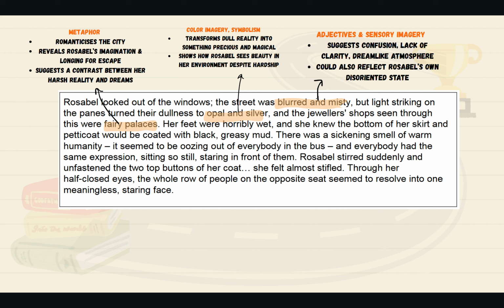"Blurred" and "misty" are both adjectives as well as sensory imagery, and this suggests lots of confusion and a lack of clarity she is feeling, as well as the dreamlike atmosphere that she is in. It could also reflect her mental state, where she is disoriented and is not sure what's going on.